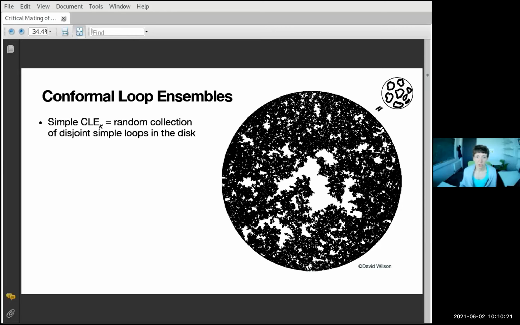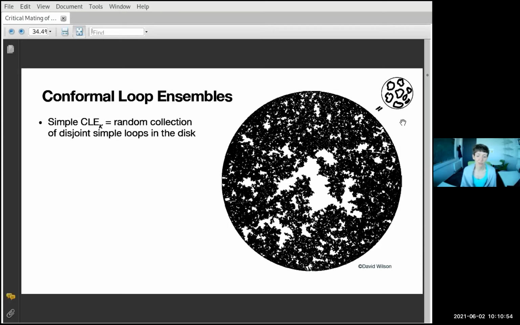Okay, so what CLE kappa is, all you need to know about it for the purposes of this talk is that it's a random collection of disjoint simple loops in the disk. So you see this very nice simulation by David Wilson on the right-hand side. Really what this is like is this little illustration in the top right-hand corner of the slide. Okay, so it really is a collection of loops which have simple boundaries and don't touch one another, but in the real simulation, it looks a lot more complicated.